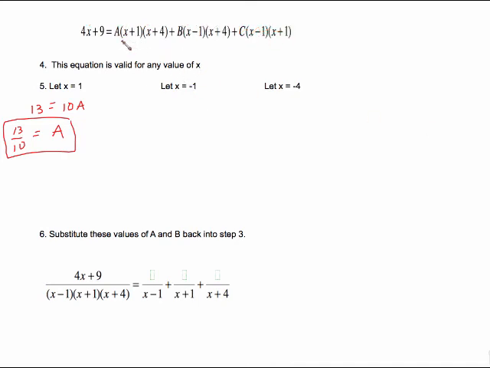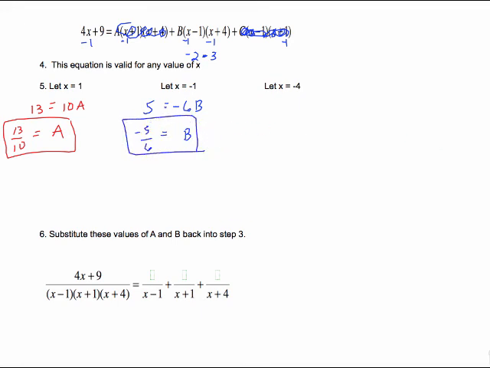I will repeat the procedure, but this time I want to let x equal -1. If you put -1 in here, -1 plus 1 is 0. 0 times this makes all of this go away. I put -1 in right here. That's going to make a 0 times all of this stays 0. So really all I've got to look at is this. So put -1 in for this x, and this x. 4 times -1 is -4, plus 9 is 5. -1 minus 1 is -2. -1 plus 4 is 3. -2 times 3 is -6B. Divide both sides by -6, and B is -5/6.